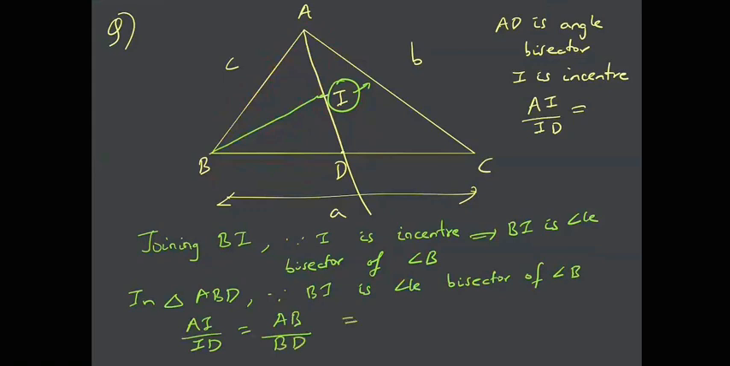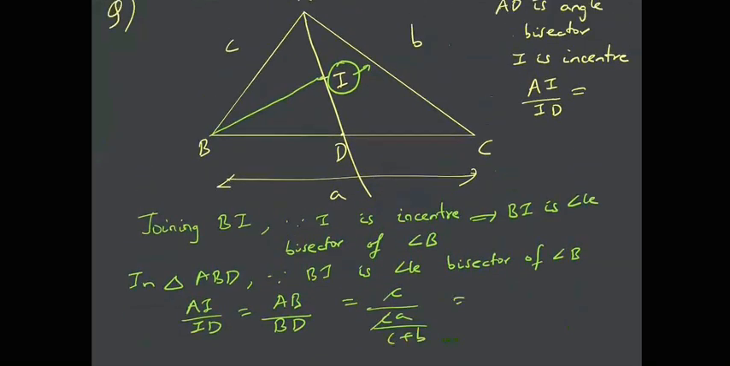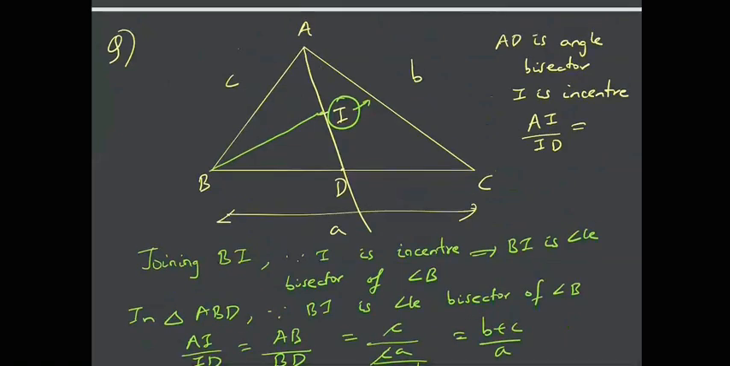The length of AB is small c, whereas the length of BD we have found in the previous problem. That is, the length of BD is c times a by (c plus b). So this is nothing but (b plus c) by a. So AI is to ID is nothing but (b plus c) is to a. So AI by ID is (b plus c) by a.